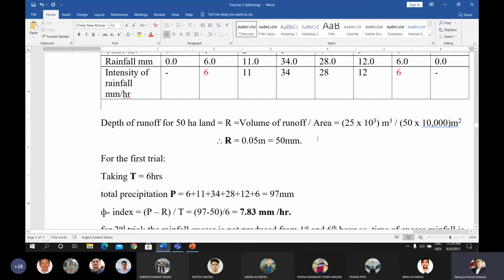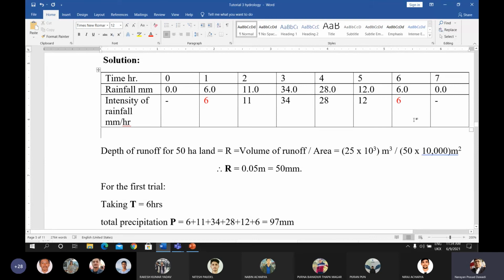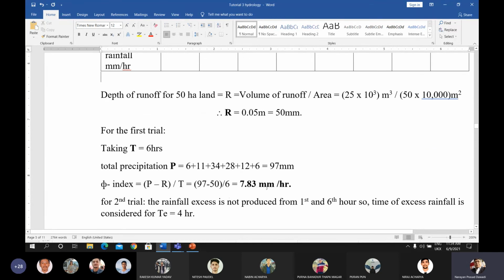In the first hour and the 6th hour, the intensity of rainfall does not produce runoff because this intensity is less than the absorption rate of the soil.